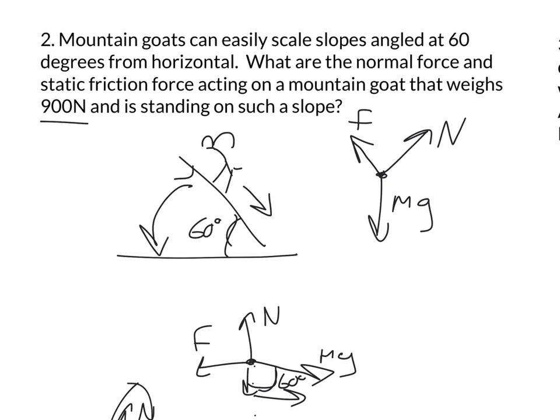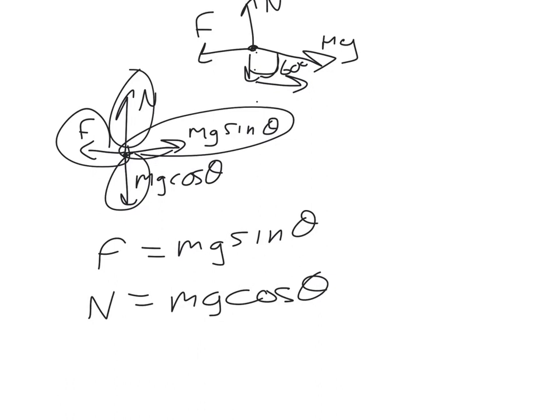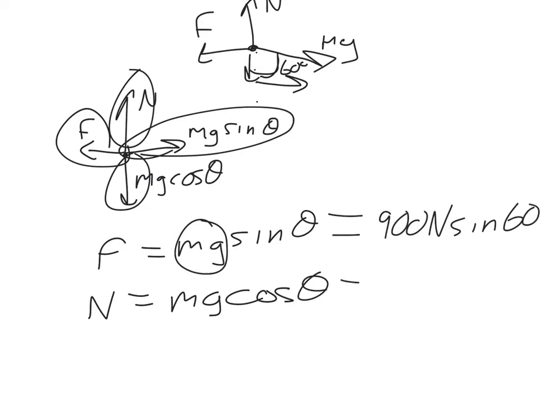All right, what were my numbers? Well, I had 900 newtons. I had the 60 degrees, and I think that's all I need to plug in, other than gravity. So the force of friction will be mg, which is his weight. So actually I don't need to plug in gravity because the weight is both of those together. So I'm going to replace mg with 900 newtons. All right? And sine theta is sine 60. Here it's going to be 900 newtons cosine 60.